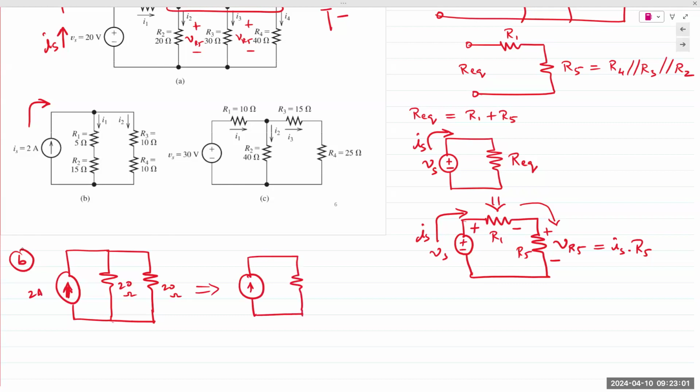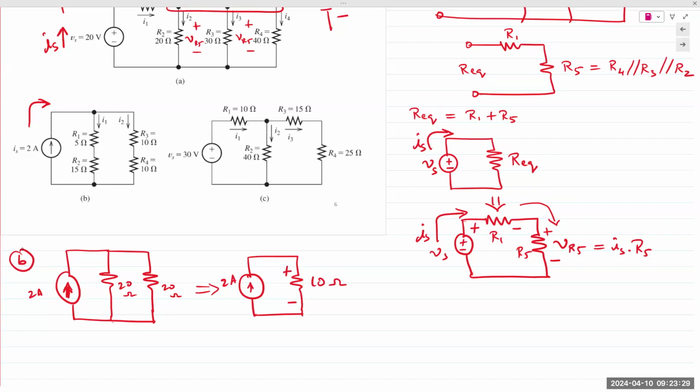If you have multiple resistors in parallel with the same value, the answer is R over N. R is 20, N is 2, so 20 divided by 2 gives you 10 ohms. You could also do the product of the two divided by the sum of the two, which is 20 times 20, divided by 20 plus 20, which is 40, again 10 ohms. So 2 amps and 10 ohms.